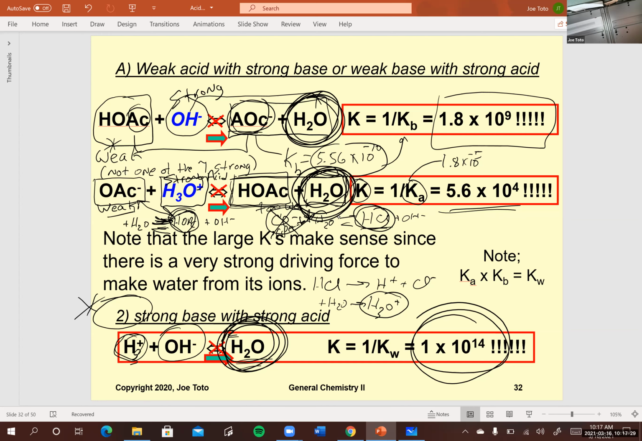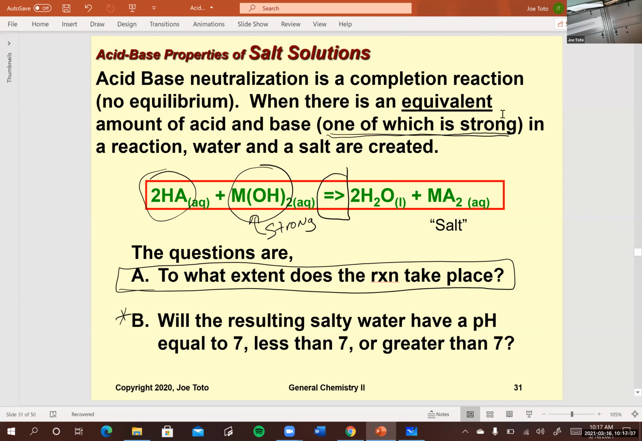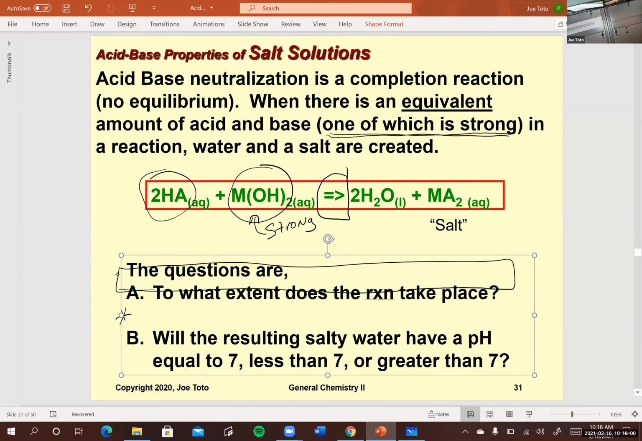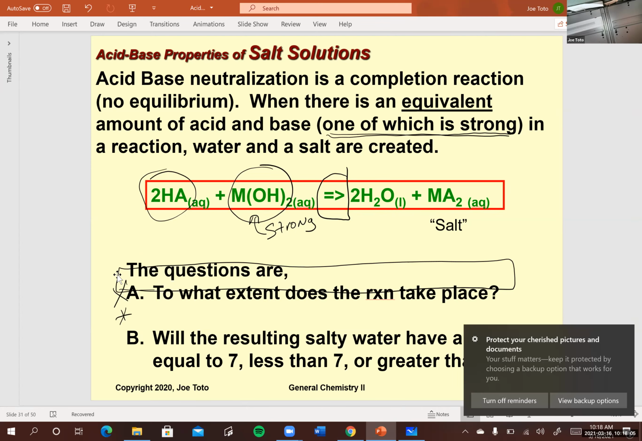So that was kind of my point for these slides here. Number one, to what extent does it take place? To completion. And that's why I put an arrow like that, when one of these is strong, either the acid or the base. Any questions on A? All right, no questions.